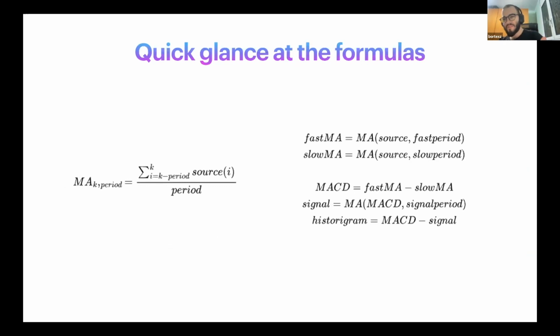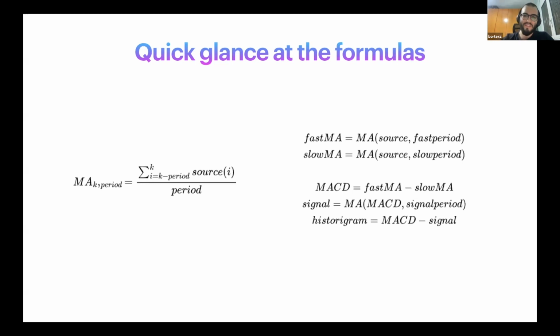The one on the left is a bit easier. It's just a mean, so it's just an average. But here you see the K. The K is like the timestamp, because the moving average at a specific timestamp is the previous K values, so the previous period values. So the moving average at K, which is the timestamp, is the summation of all the values divided by the period. So it's a normal average, but at a specific point in time.